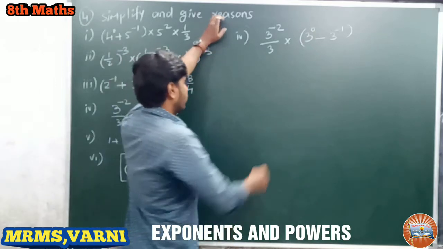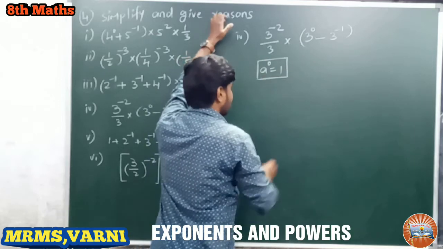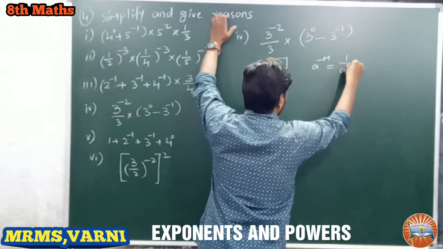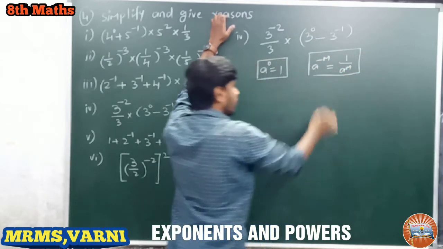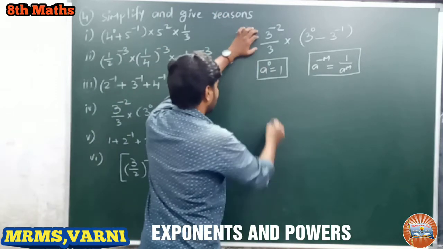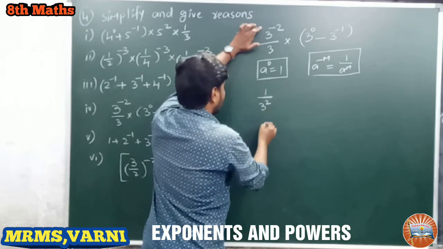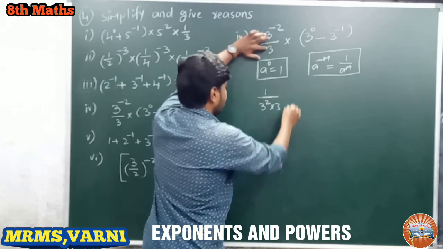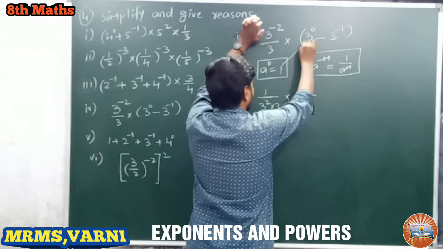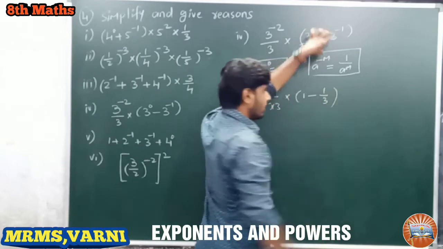Okay. So we have a power 0 equals 1 formula, as well as a power minus m is equal to 1 by a power m. With these two formulas, I am going to convert this. 3 power minus 2 we can write 1 by 3 power 2, into 3 already is there, into this becomes 1 with this formula. Minus 3 power minus 1, nothing but 1 by 3.